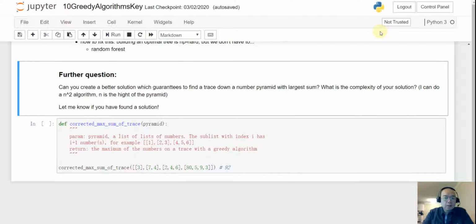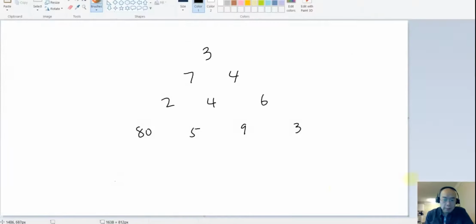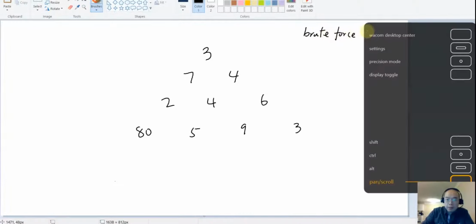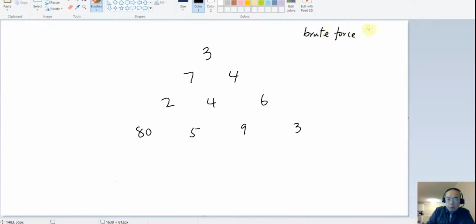So just now we said to trace down the number pyramid and try to get the maximum of the sum of a trace. Well, if we do that in the brute force way, then it is 2 to the power n minus 1. Okay, let me write it down. If we want to do that in the brute force way, then it will be O(2^(n-1)).